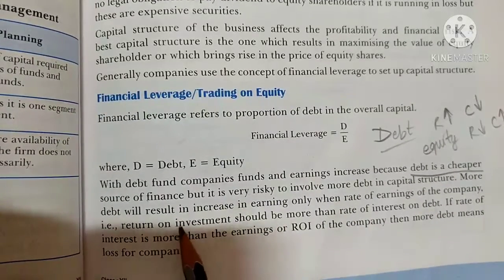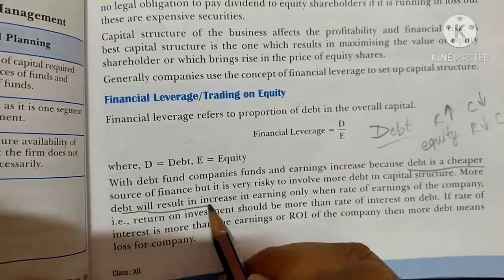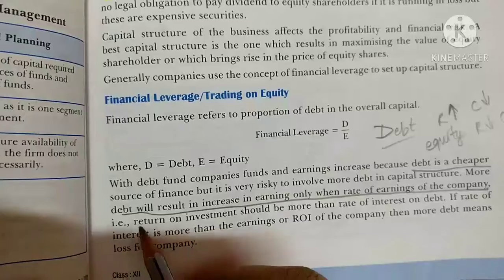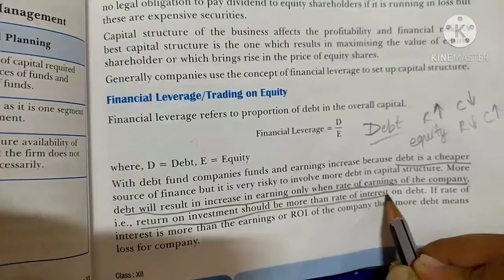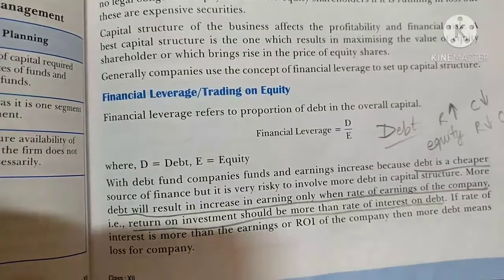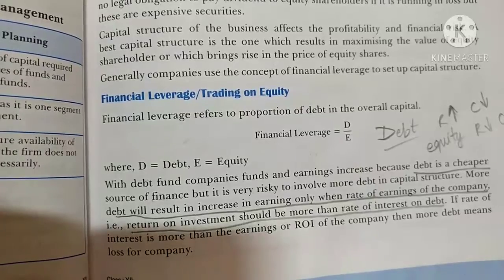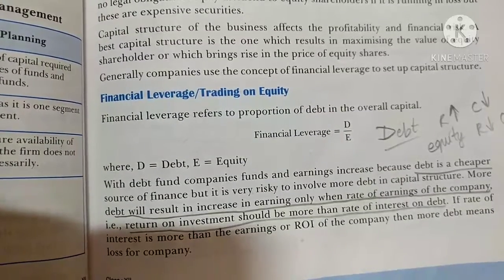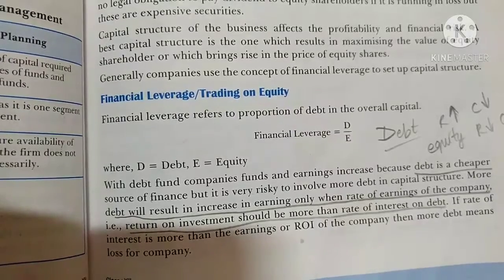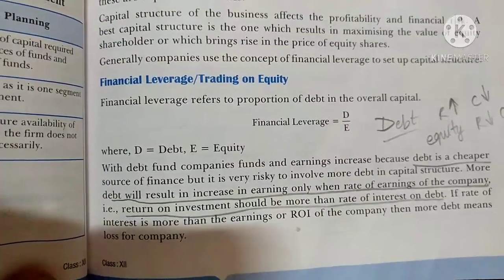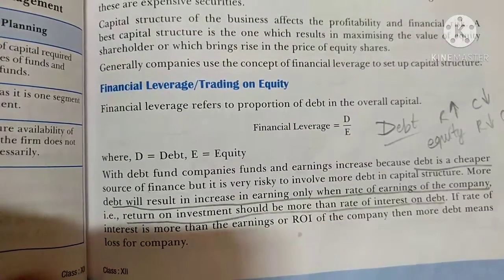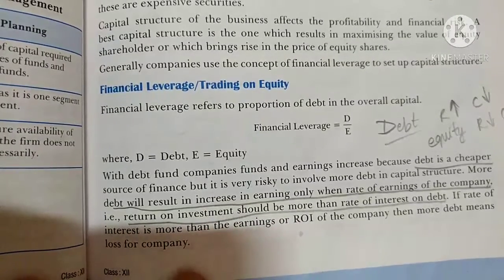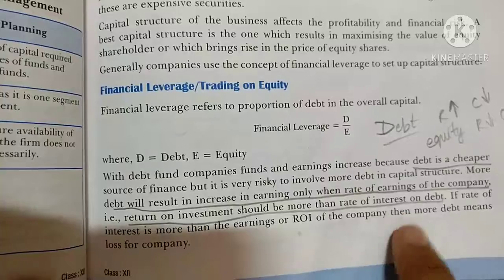More debt will result in an increase in earnings only when the rate of earning of the company, it means the rate of return on investment, is more than the rate of interest on debt. Now, how can it be that if we take more borrowing, it will help our earnings, because we have to pay the debt also? They have put one rule: the rate of investment or rate of earning should be more than the rate of interest.